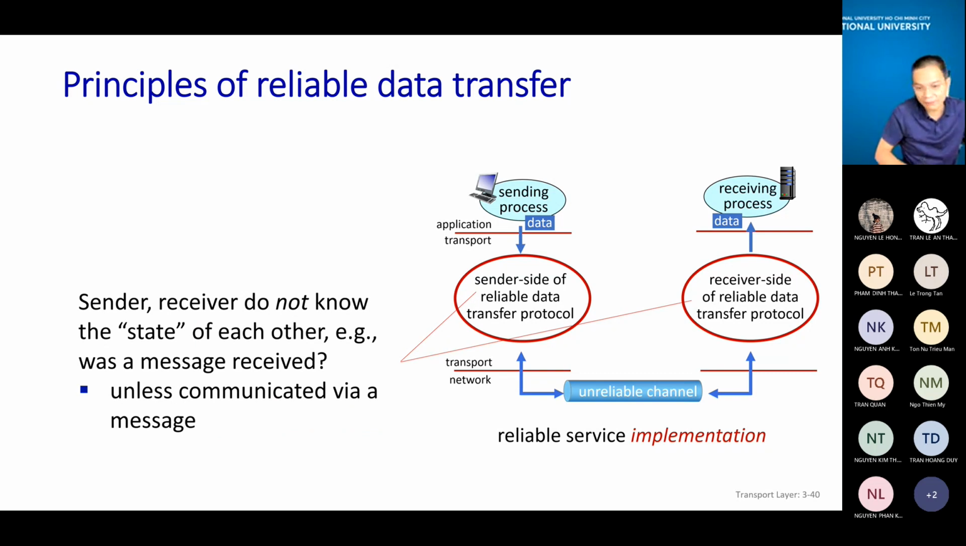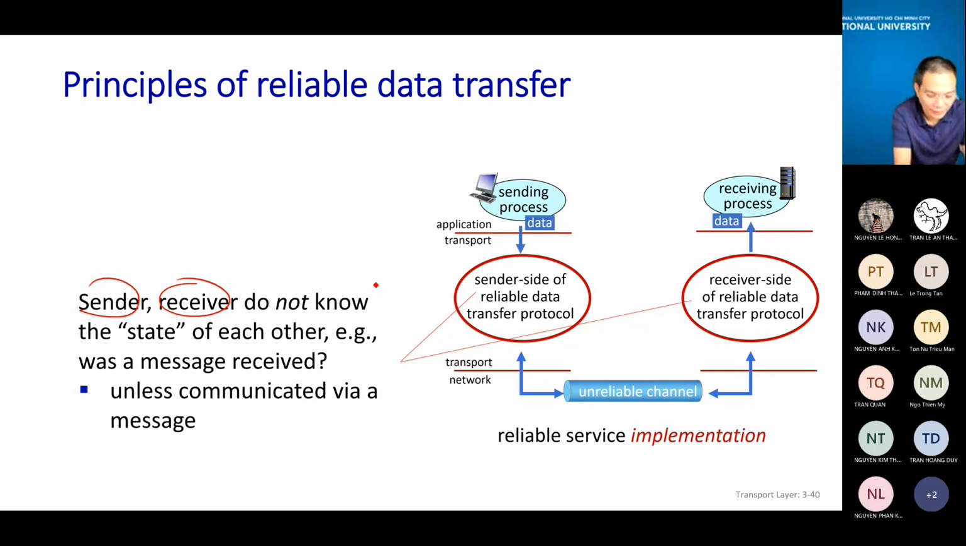Also, by default, the sender and the receiver do not know the state of each other. We cannot know the status inside the sender or inside the receiver. The other side does not know about us. So we need to communicate those statuses to make sure that we agree on the transmission.